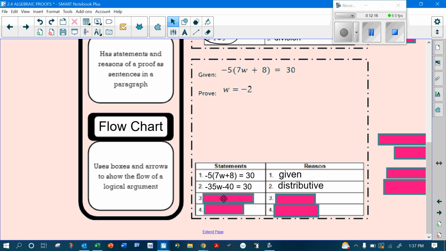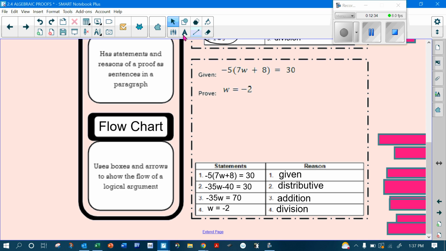Then the next thing I'm going to do is add the 40 to both sides, because if it's negative here, then I'm going to have to add it over there. So that's the addition property. And then last, it says -35 times w, so the opposite of times is to divide. So you're using the division property. Now I'm going to show you all the steps here so you can see them.